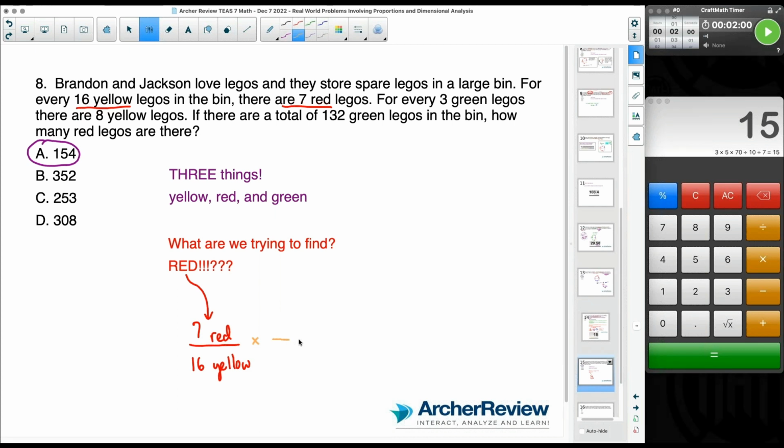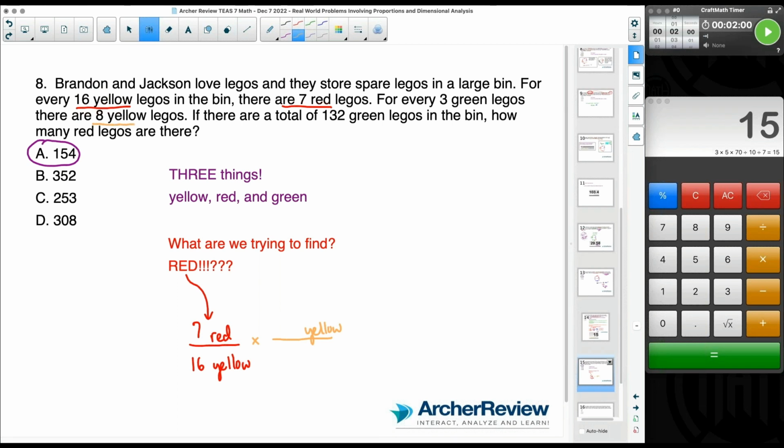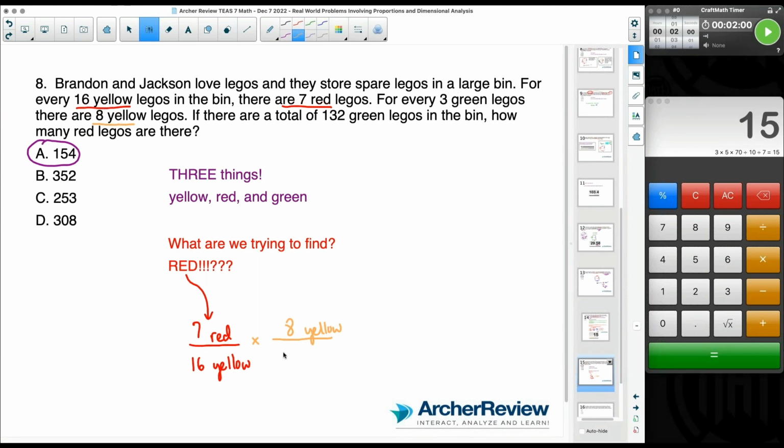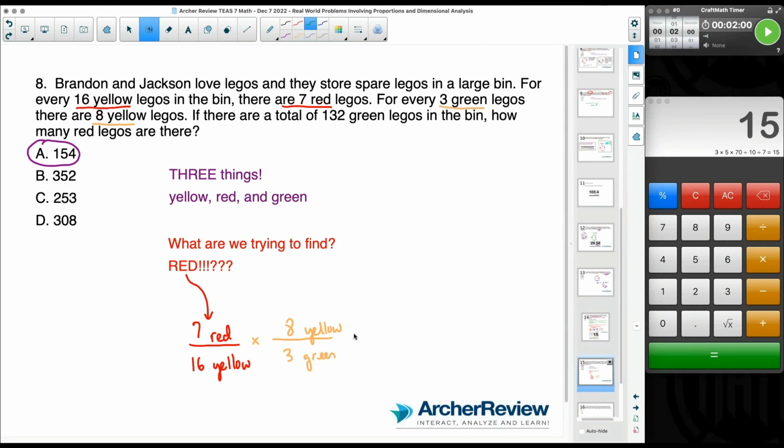We don't want yellow. Same thing now. I'm going to put yellow at the top. Let's look for some yellow stuff. Don't use the 16 again, but we got 8 yellows. And what do we know about these 8 yellows? For every 3 green Legos, there are 8 yellows. So I have 8 yellows. I'm going to put that 3 green at the bottom. And we need to get rid of green now.